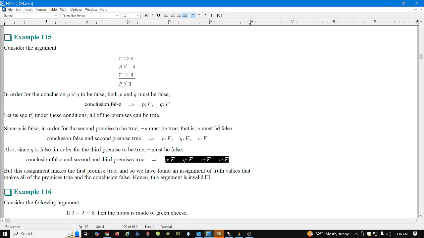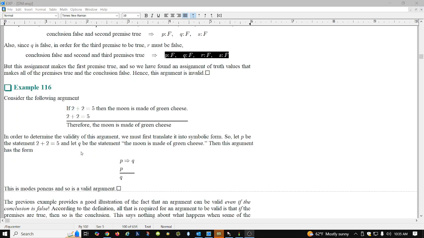Okay. I think here it would be quite difficult to see that intuitively. Now let's consider this argument. If 2 plus 2 equals 5, then the moon is made of green cheese. 2 plus 2 equals 5, therefore the moon is made of green cheese.